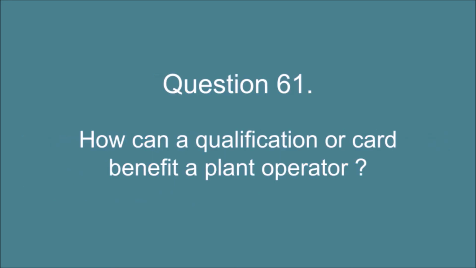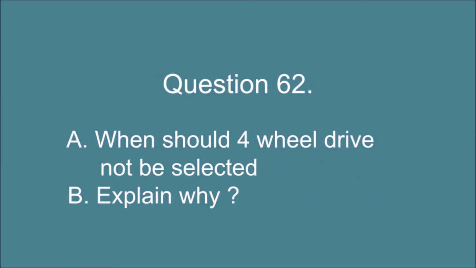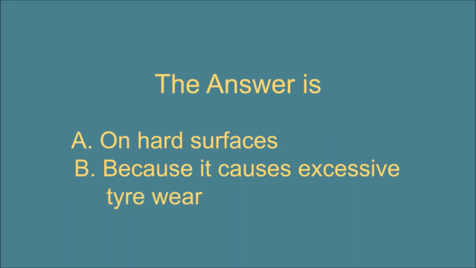Question 61. How can a qualification or card benefit a plant operator? The answer is the operator can prove his skills, have better prospects of employment and promotion. Question 62. A. When should 4-wheel drive not be selected, and B. Explain why. The answer is A. On hard surfaces. B. Because it causes excessive tire wear.